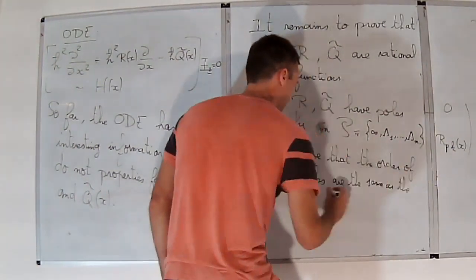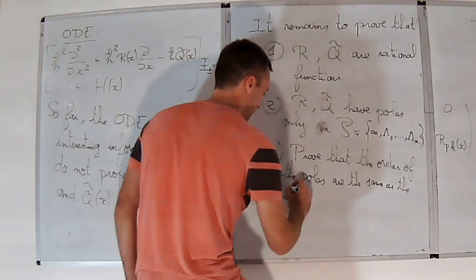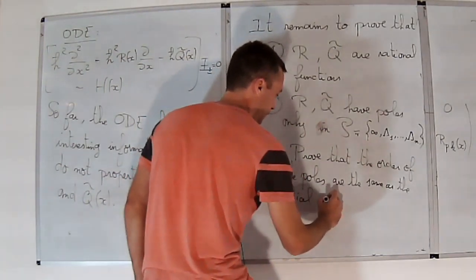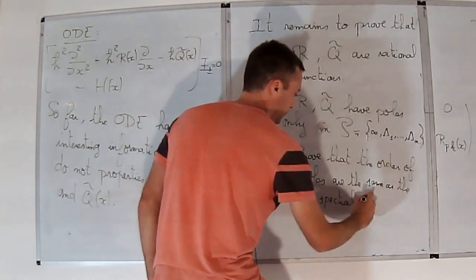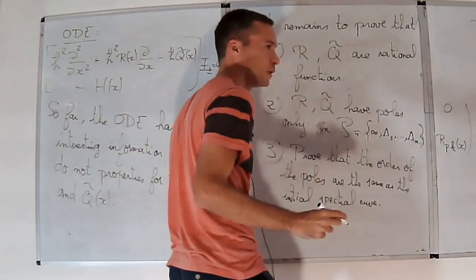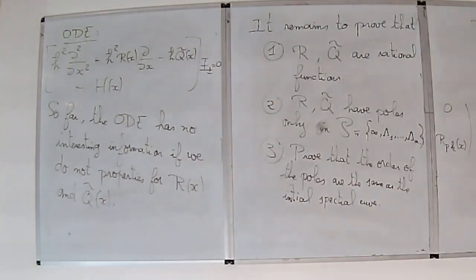as the initial spectral curve. Okay, so if you have, for example, at infinity a pole of degree 4, then you need to have quantities that have a pole at infinity, but not of order 7. Okay, let's say you need to have 4 or less, but nothing. So this is what remains, and this is the hard part.